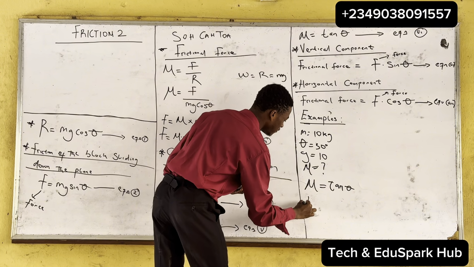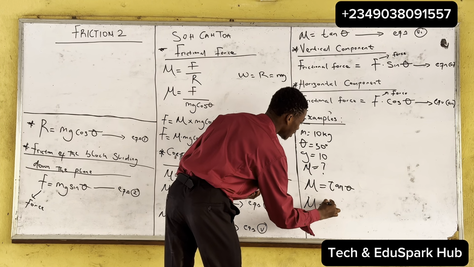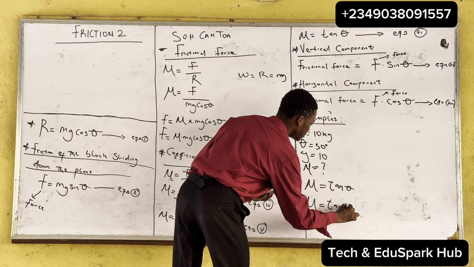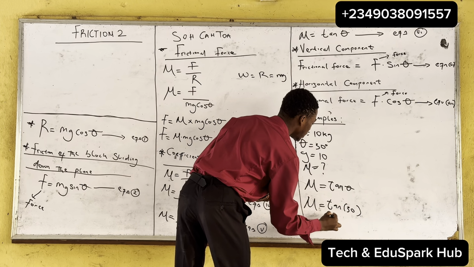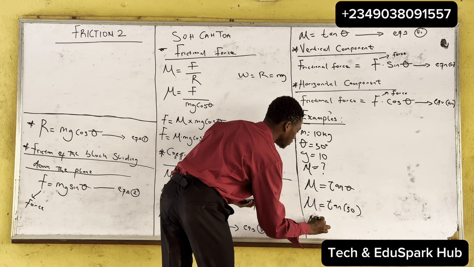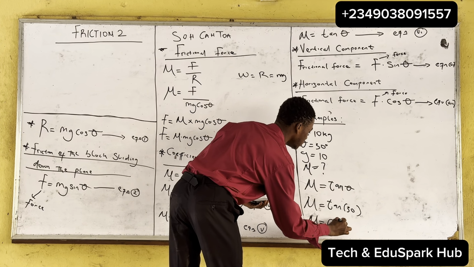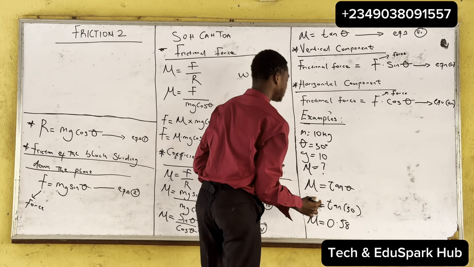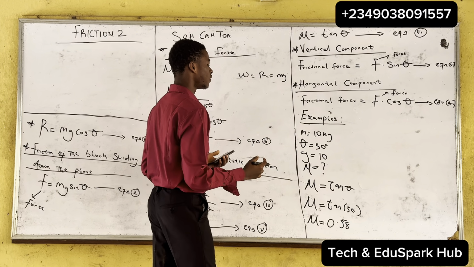So you can say that the coefficient of static friction, which is mu, is equal to tan 30 degrees. And when you press this in your calculator, you have the coefficient of static friction to be equal to 0.58. And this is our final answer to questions of this type.